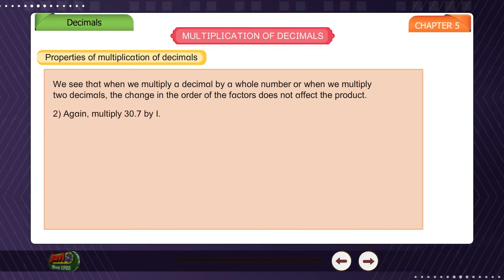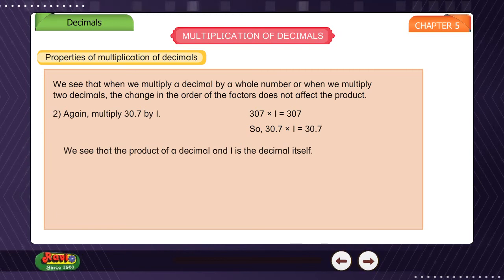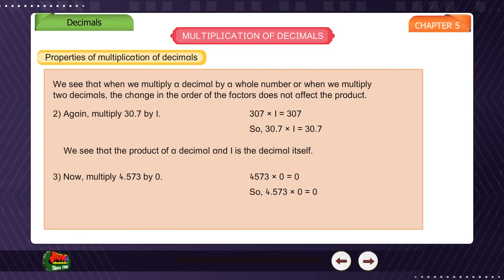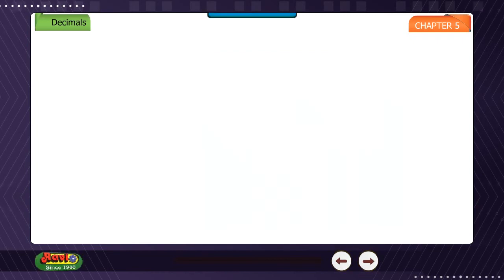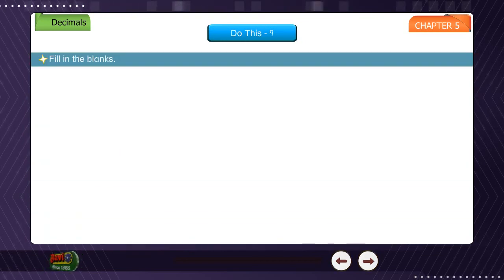2. Again, multiply 30.7 by 1. 307 into 1 is equal to 307. So 30.7 into 1 is equal to 30.7. We see that the product of a decimal and 1 is the decimal itself. 3. Now, multiply 4.573 by 0. 4573 into 0 is equal to 0. So 4.573 into 0 is equal to 0. Hence, the product of a decimal and 0 is 0. Do this. 9. Fill in the blanks. Reasoning proof.